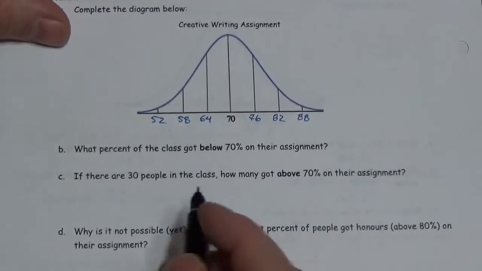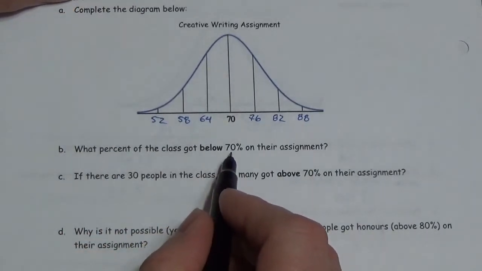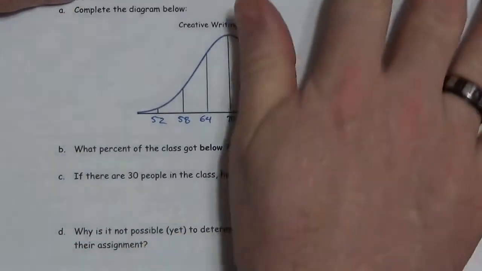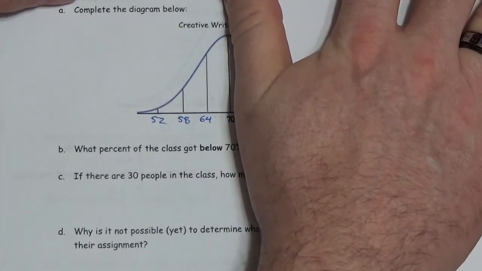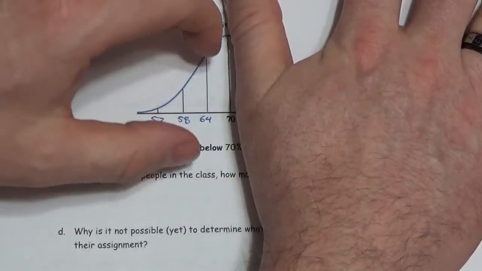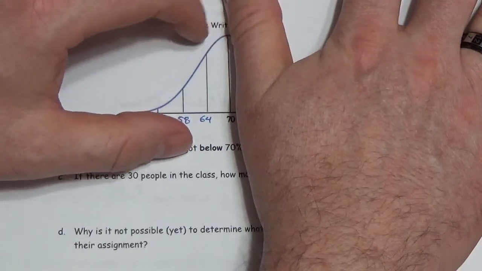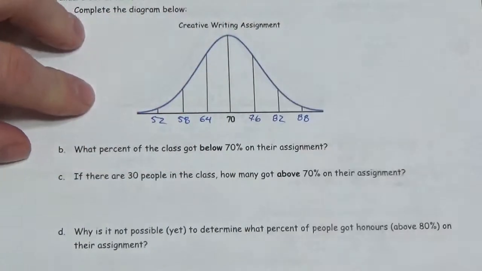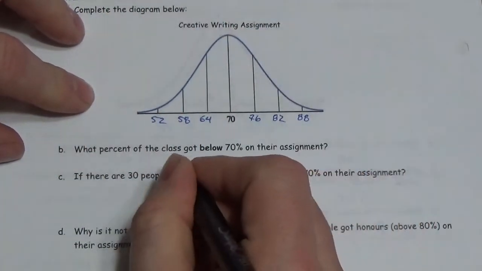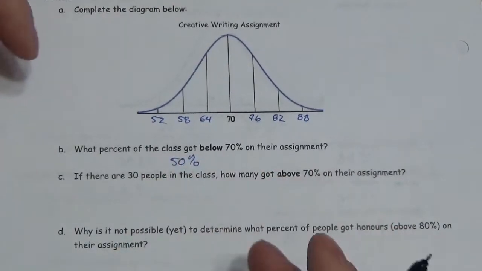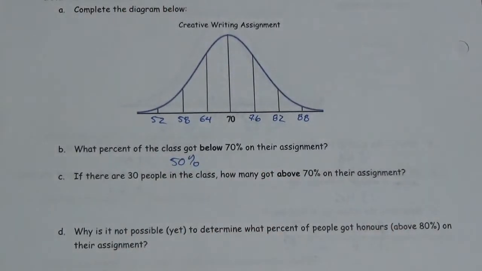Now let's take a look at the questions we're being asked. What percentage of the class got below 70% on their assignment? Okay, below 70%. I'm asking you, what percentage, what fraction of the population is this piece right here? Well, that's 50%. Okay, half of the population is going to get below the average.